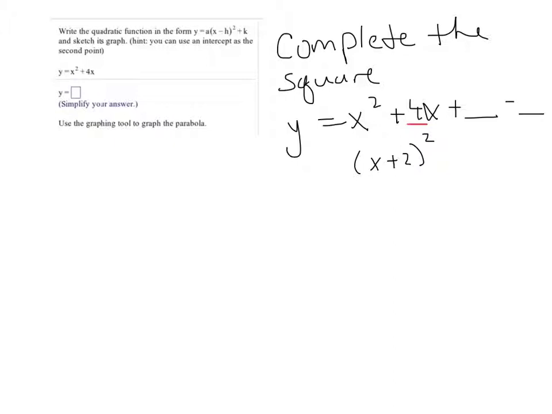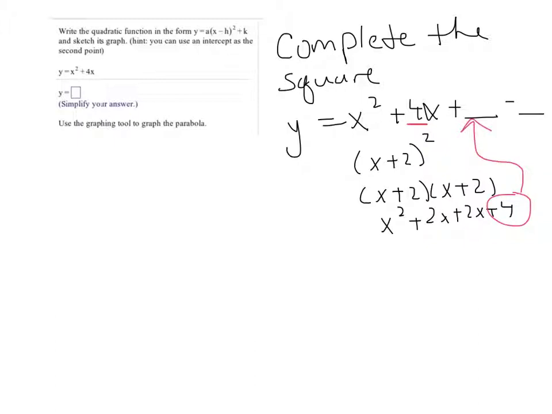Now if you FOILed this out, this x plus 2 times x plus 2, you would get x squared plus 2x plus 2x plus 4. So really when you decided to square this, you added 4. But again, if you add 4, you have to subtract 4. So when I'm completing the square, then I have y equal x plus 2 quantity squared minus 4.